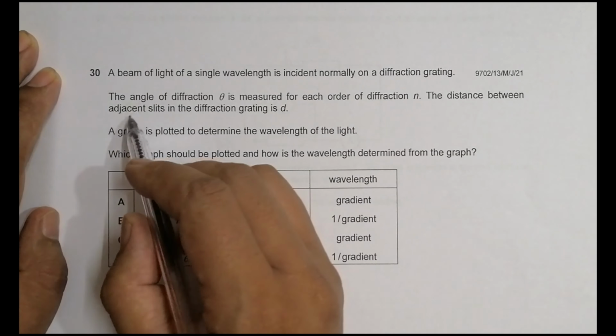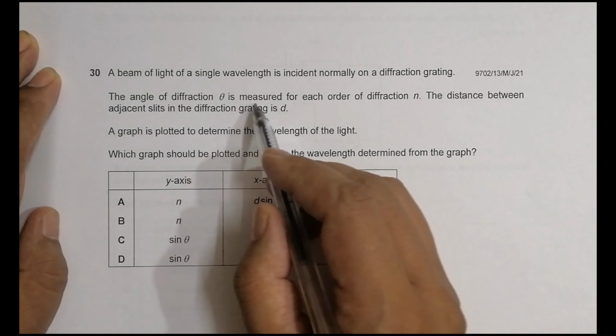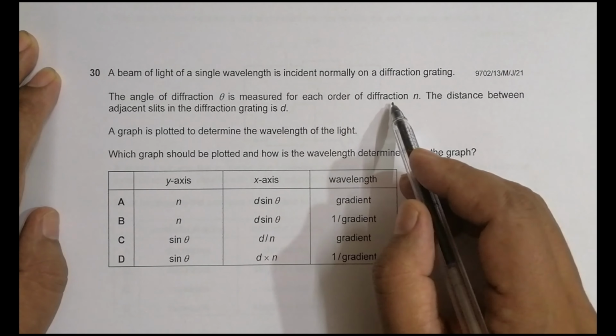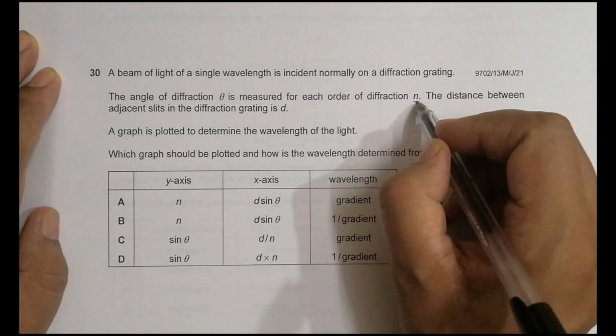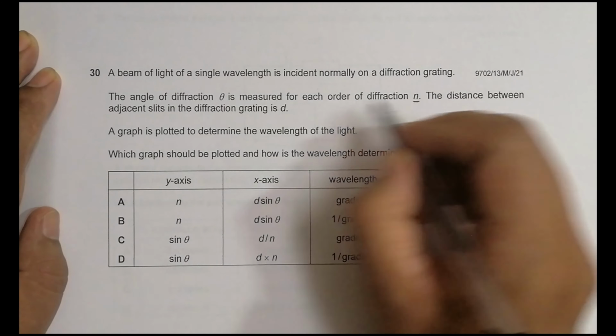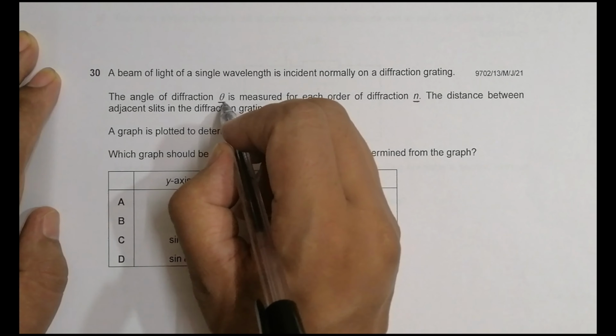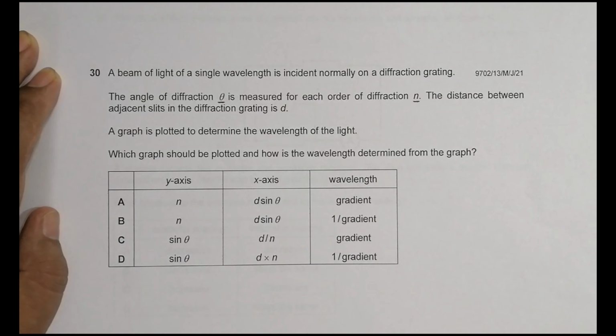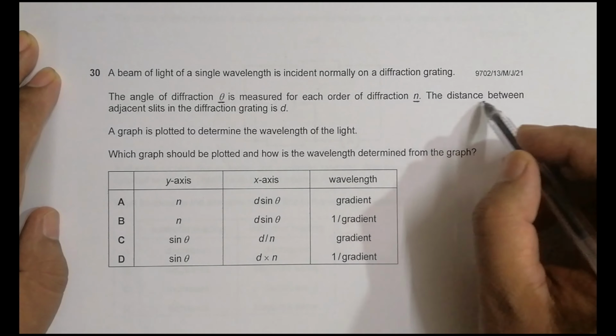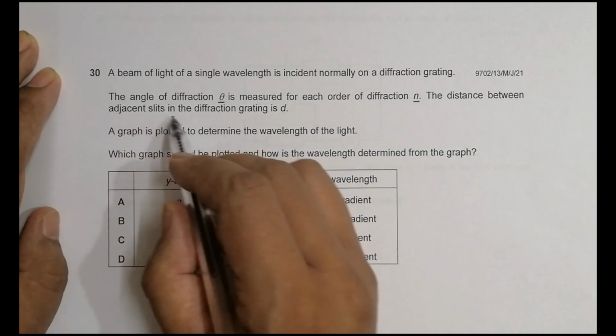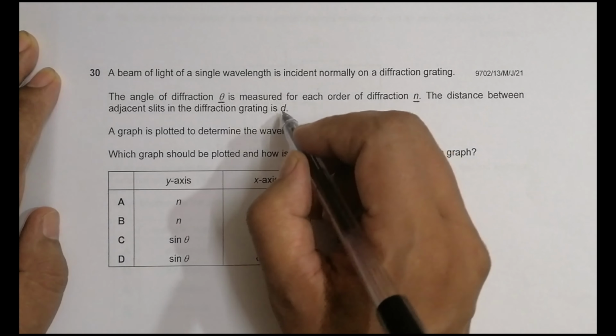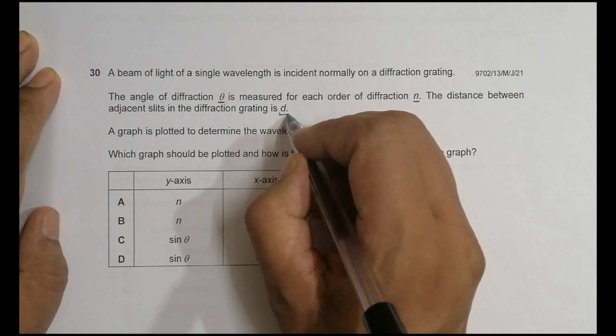grating, of course. The angle of diffraction theta is measured for each order of diffraction n. So this is the order of diffraction, first, second, third, or zeroth. This is the angle made by the direction of one of the fringes with the central line. The distance between adjacent slits in the diffraction grating is d. So d is what they call the grating spacing.